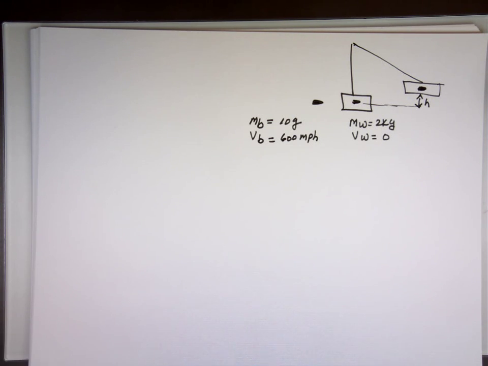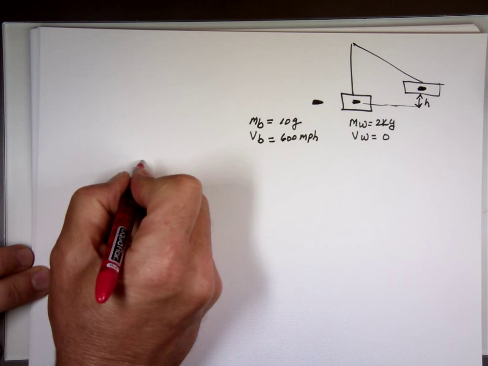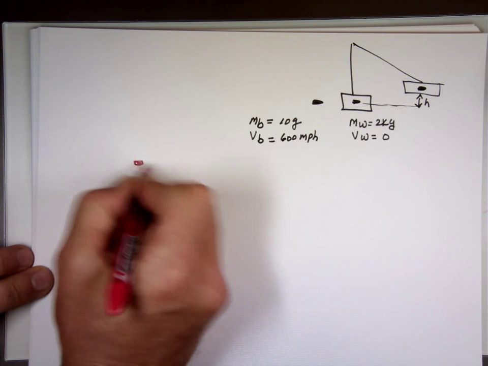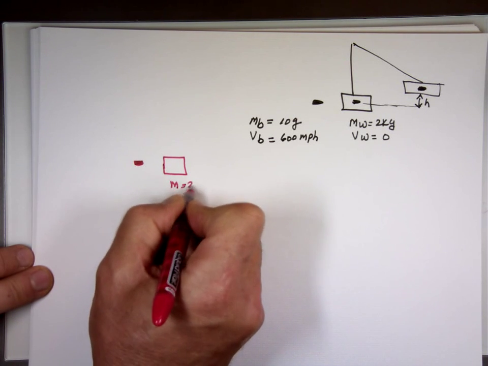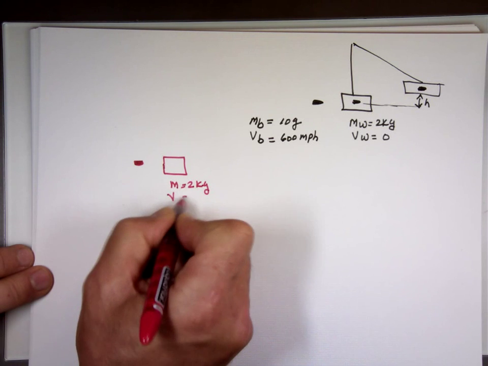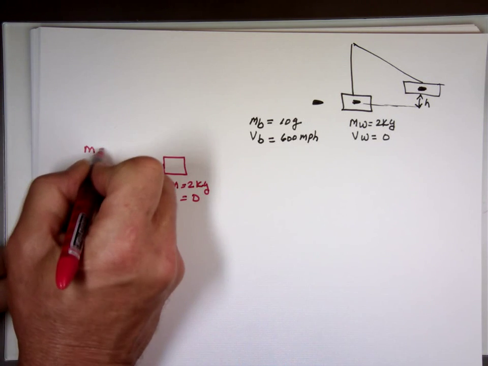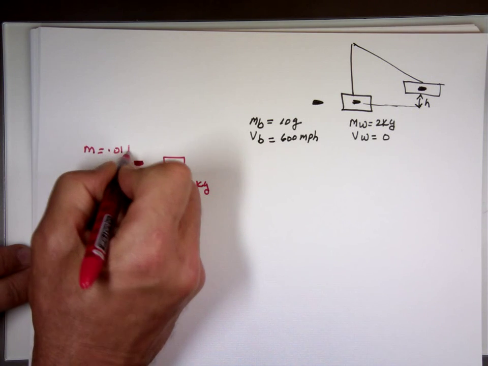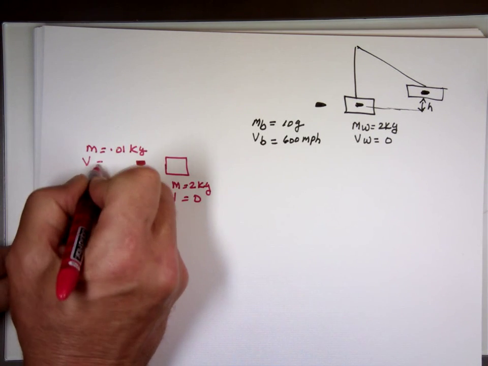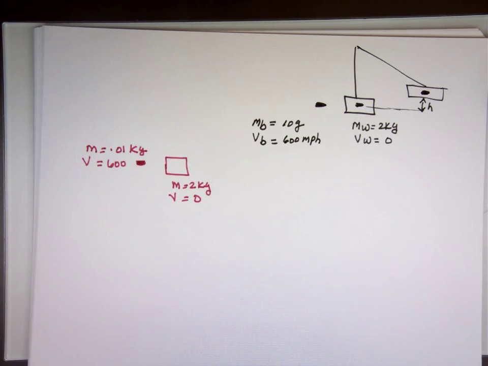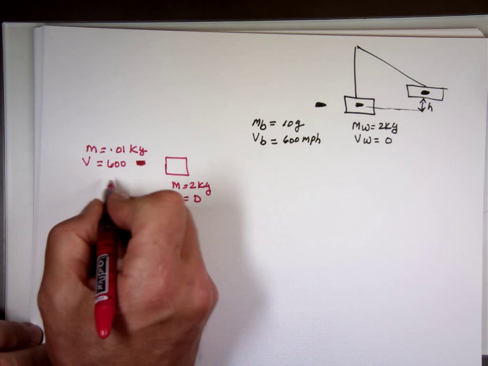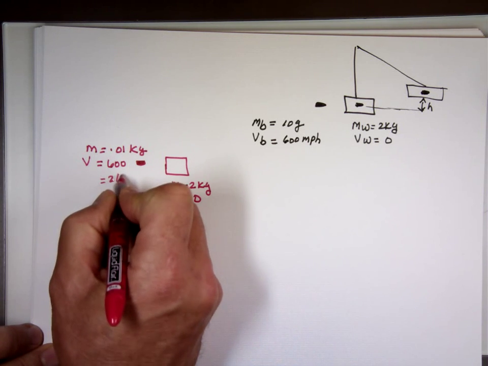Here's the first part. The first part is the bullet coming in. The block of wood is sitting here. The mass of this is 2 kilograms. The velocity of this is 0. The mass of this is 10 grams, which is 0.01 kilogram. The velocity of this is 600 miles per hour divided by 2.24, which is 267.9 meters per second.